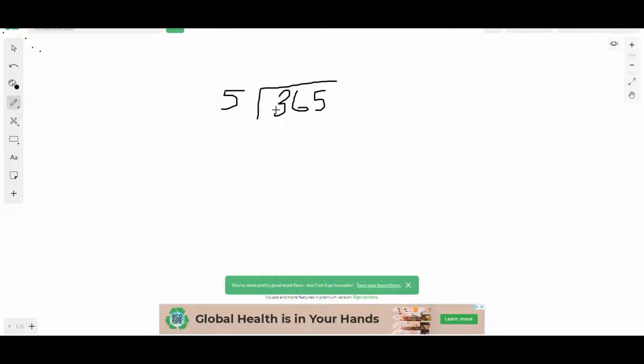All right, now we know that this is 365 divided by 5. This is the dividend. This is the divisor. Our answer will be the quotient. Can 5 go into 3? No, it cannot, but it can go into 36. So that means we're going to put our answer right here.